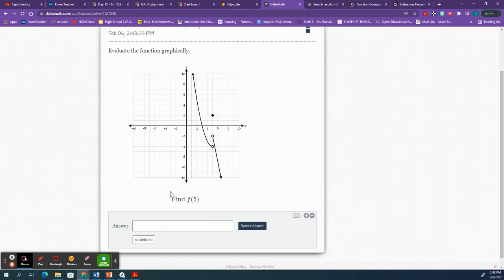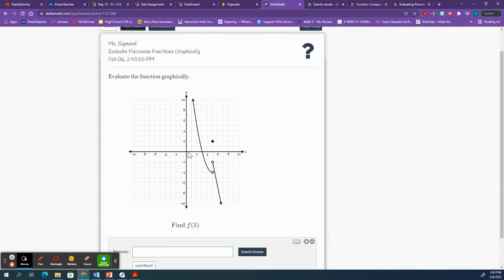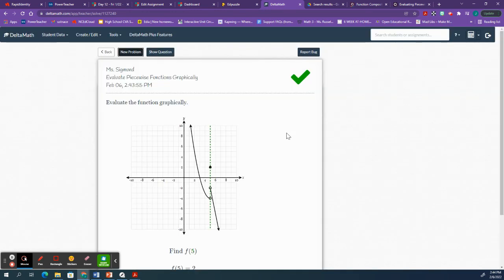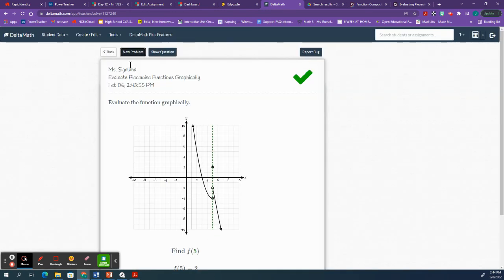All right, so this one's kind of wild and wonky, but f of 5. So I'm going to count over to positive 5. 1, 2, 3, 4, 5. There's an open circle for this function. From 5, there's an open circle from this function. So we're going to go up to positive 2 because that's where we find that closed circle. And that does mean that that positive 5 does exist for that function.